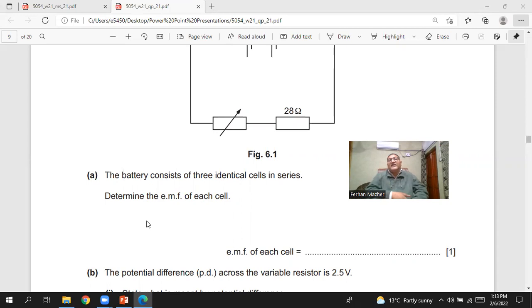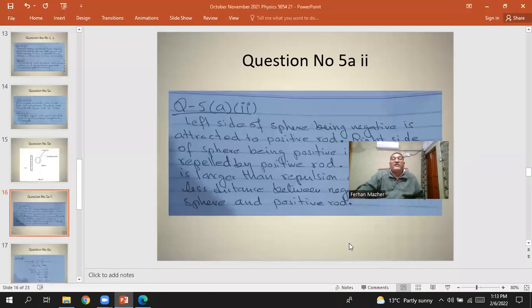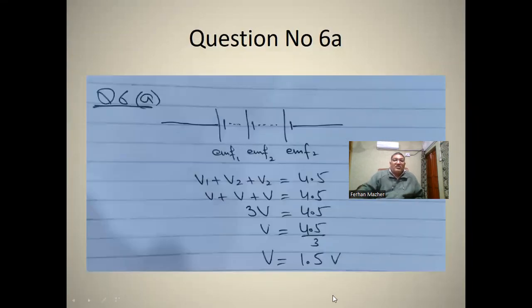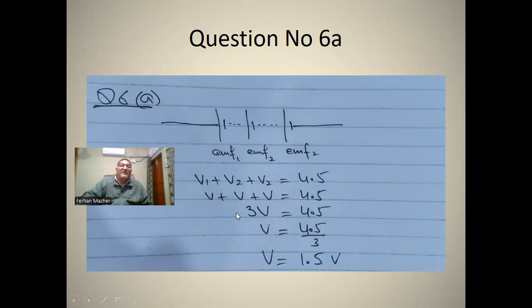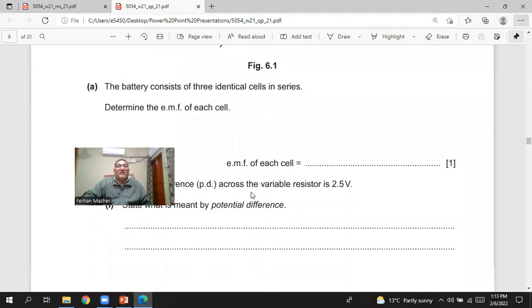So if the cells are identical, and in series the EMF is added up. So let me show you. I have done this. Because they are identical, V plus V plus V is 4.5. So 3V is equal to 4.5. So V will be 4.5 divided by 3, and that will be 1.5 volt. Okay, so let's move to the next part.